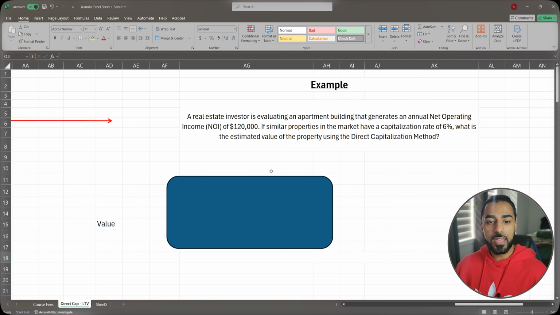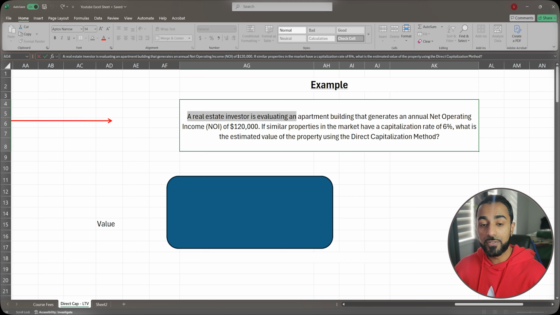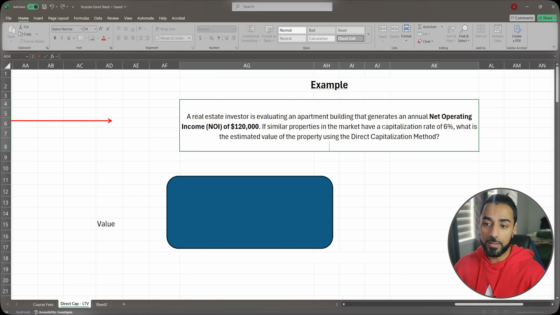So we have a real estate investor, and they're evaluating an apartment building that generates an annual net operating income, NOI, of $120,000. If similar properties in the market have a capitalization rate of 6%, what is the estimated value of the property using the direct cap method? So we have our net operating income, right? We have our capitalization rate.